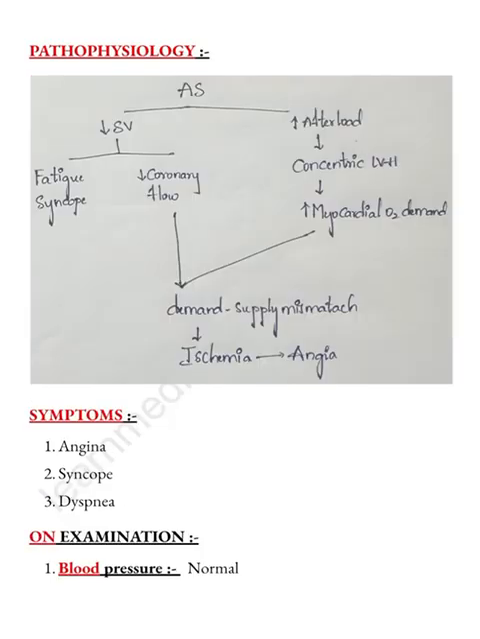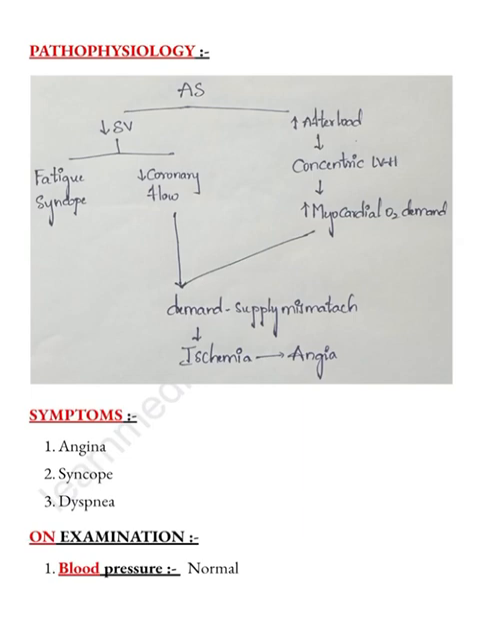Coming to the pathophysiology, whenever there is aortic stenosis, there will be a decreased stroke volume. What do you mean by stroke volume? The amount of blood ejected by the left ventricle into the aorta in one systolic contraction is known as stroke volume. Whenever there is a smaller opening of the aortic valve, there will be a decrease in the stroke volume, which leads to fatigue and syncope.